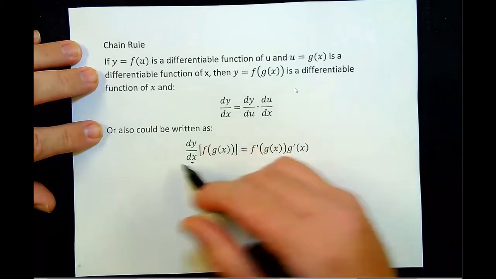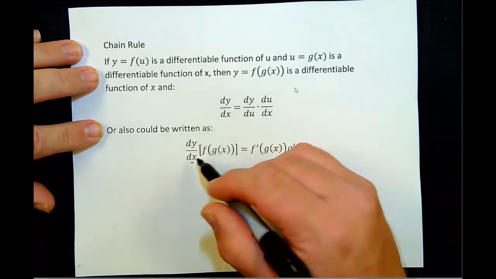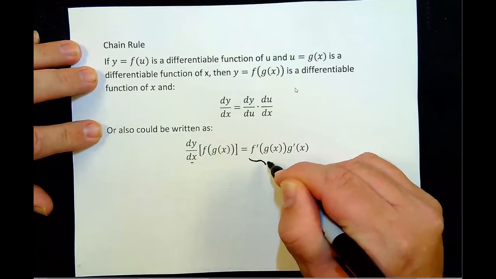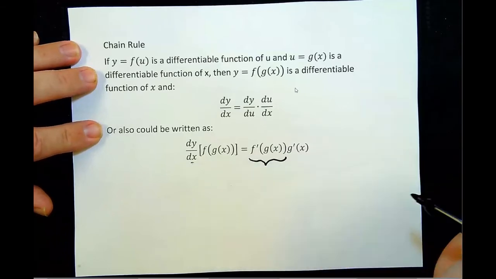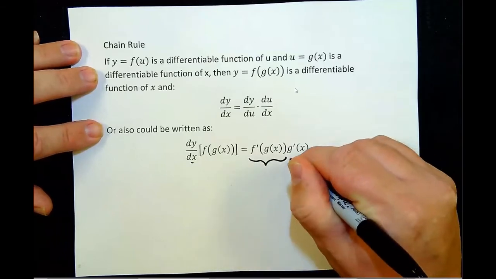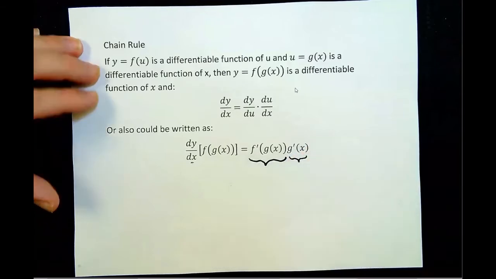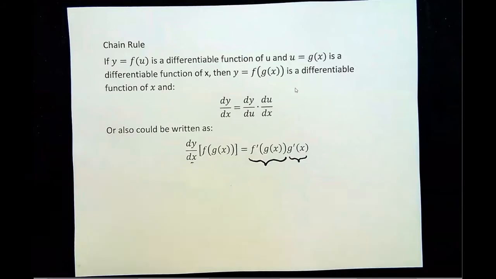Okay, this is kind of the one that I like, because what it says is find the derivative of the outside part and then times the derivative of the inside part. And that's kind of what we're going to do with this whole thing. So let's do an example.